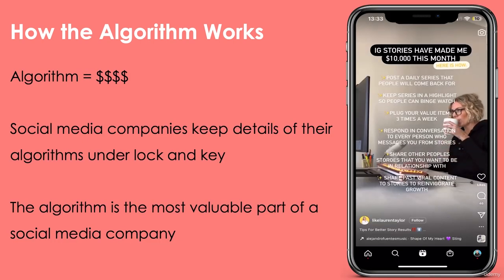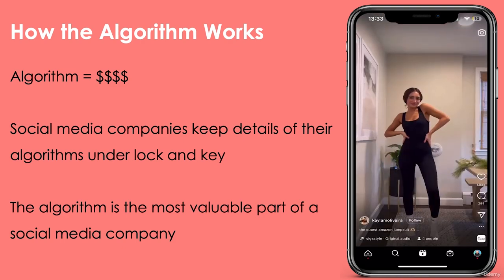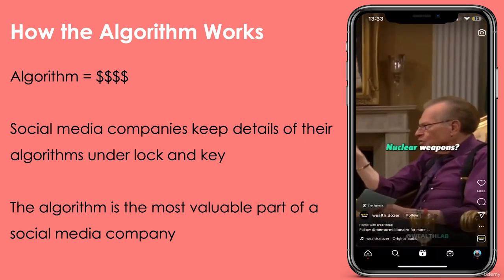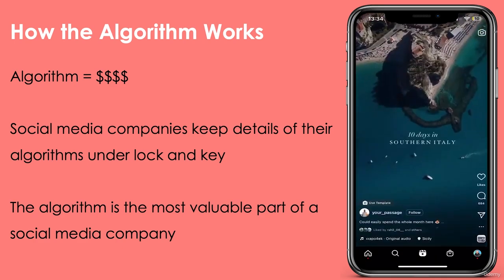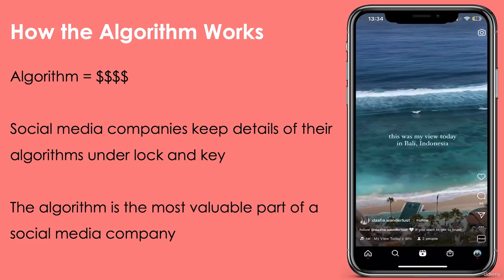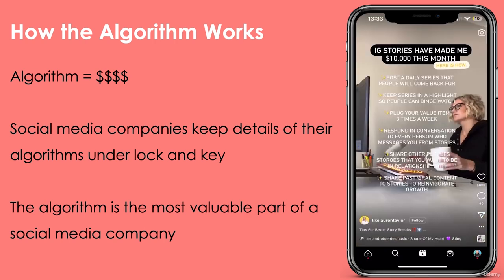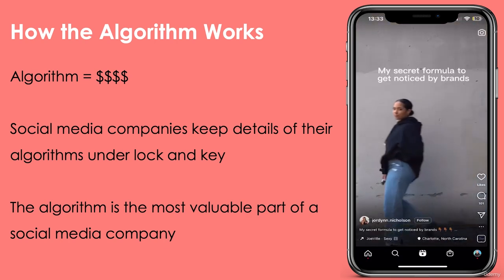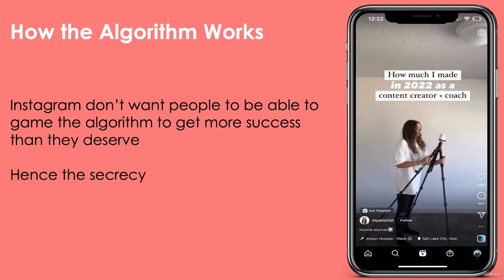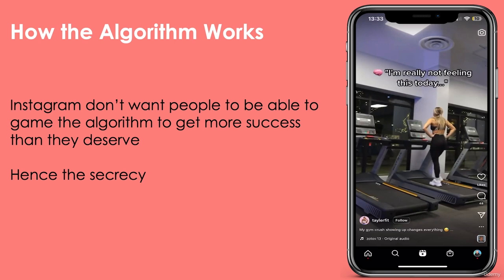Social media platforms have historically kept their algorithms a big secret. This makes sense, since algorithms are the technology that helps make each social media unique and different from the others. They are basically the money makers for each social media platform. And algorithms are basically the main way social networks can entice you onto their platform and keep you paying attention for long periods of time. Instagram, and any other platform for that matter, don't want people to be able to game the algorithm and gain more success than they deserve, hence the secrecy.